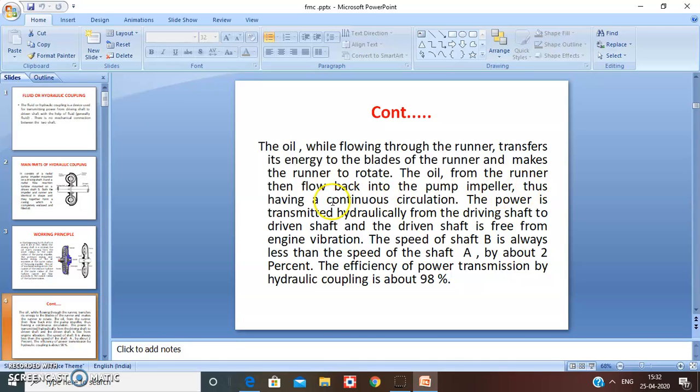Thus, having a continuous circulation, the power is transmitted hydraulically from the driving shaft to the driven shaft, and the driven shaft is free from the engine vibration. The speed of shaft B is always less than the speed of shaft A.